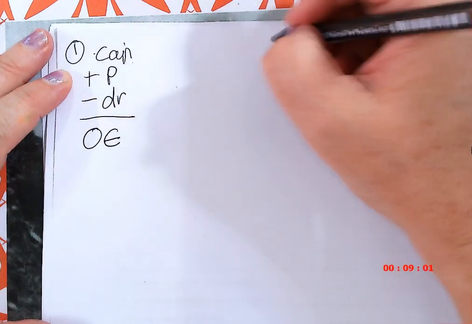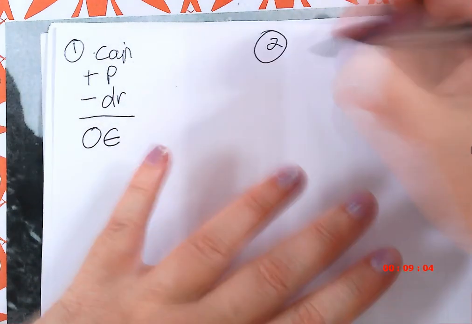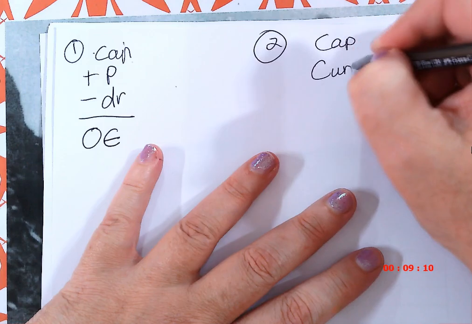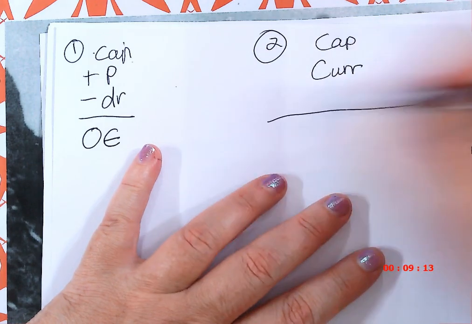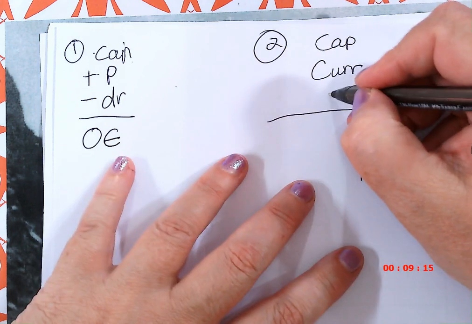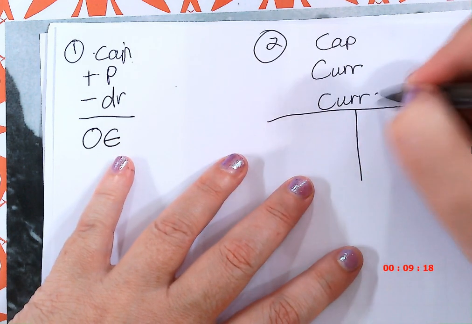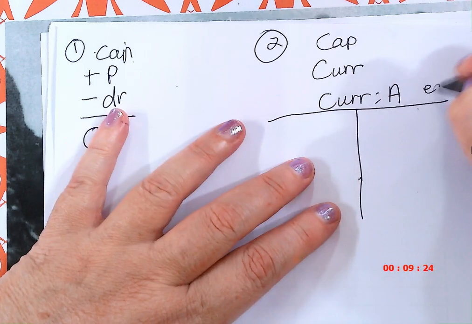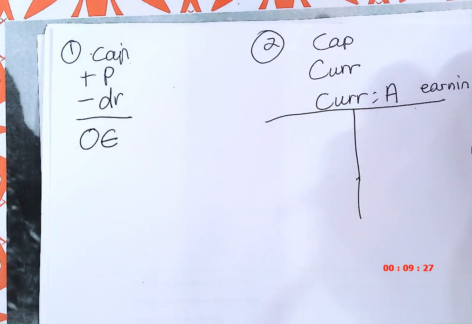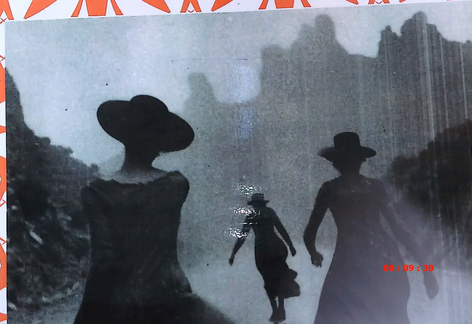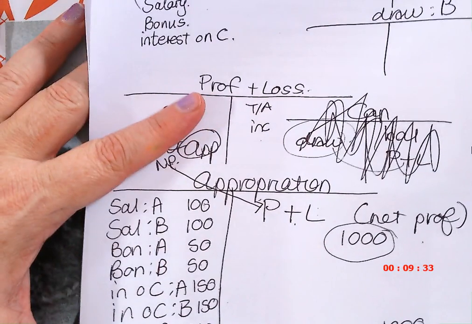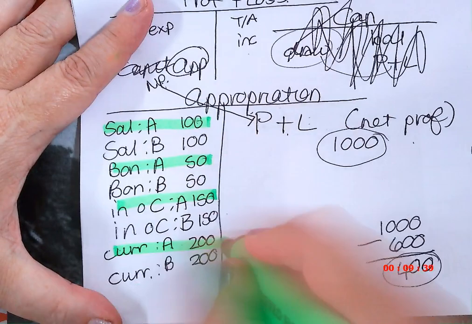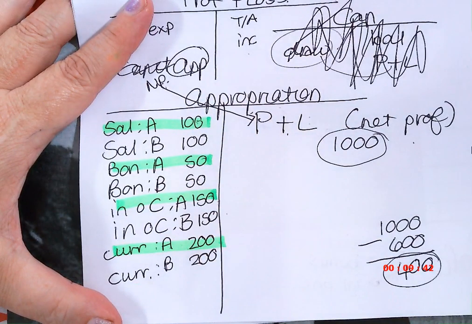Now with a partnership, we're going to say we have capital and we have current. So what's the current? Now let's look at partner A. Let's say partner A, his current account looks like this. We're going to show his earnings on this side. What is his earnings? Remember, I was doing it here. What was his earnings? Oh, his earnings is his salary, his bonus, his interest, and the part of the remaining profit. So we call that his earnings.